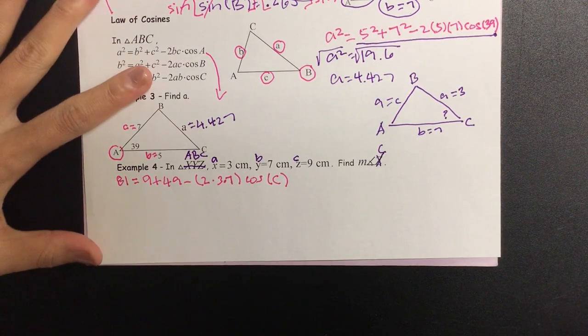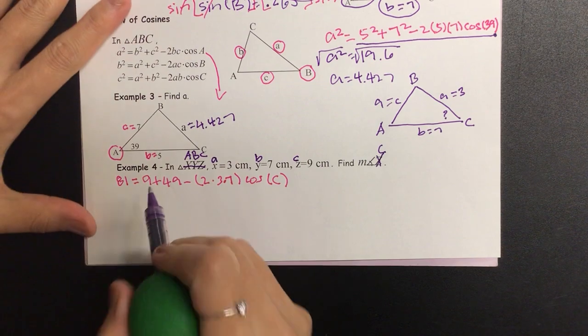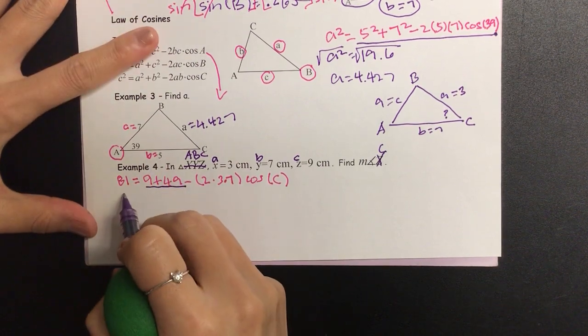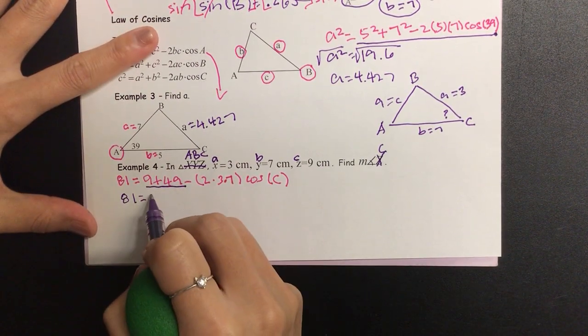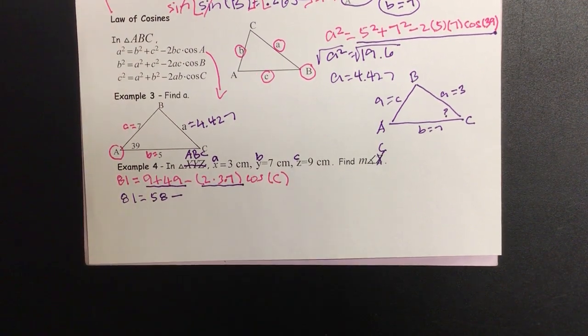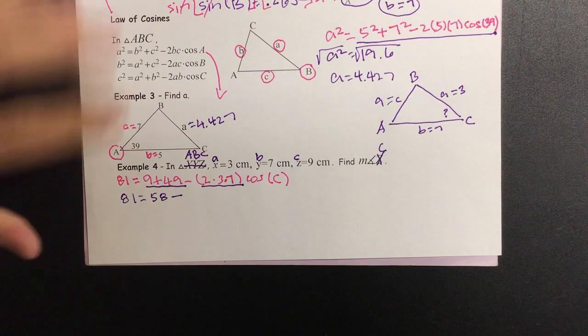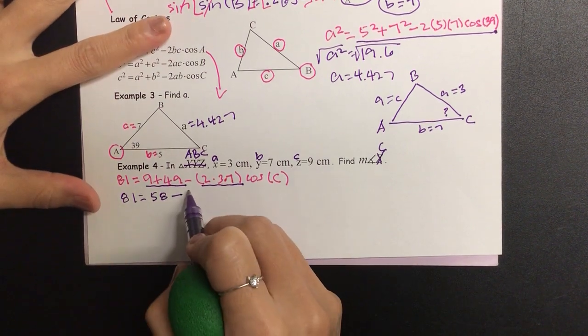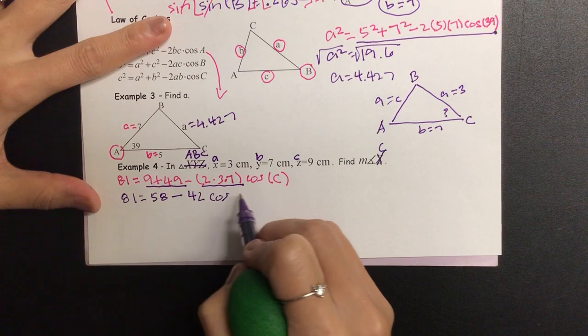So let's basically do algebra 1. What is 9 plus 49? 58. And then minus, let's multiply all of these. 3 times 7 is 21, times 2 is 42. So 42 cosine of angle C.